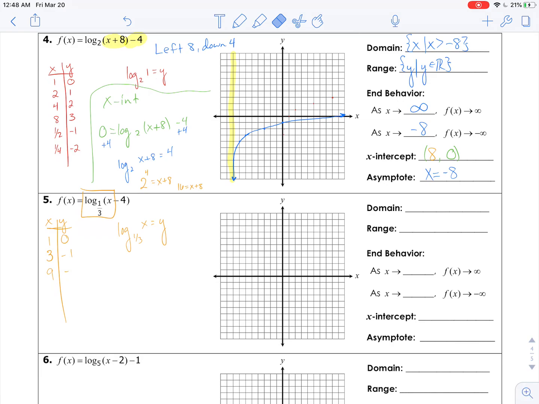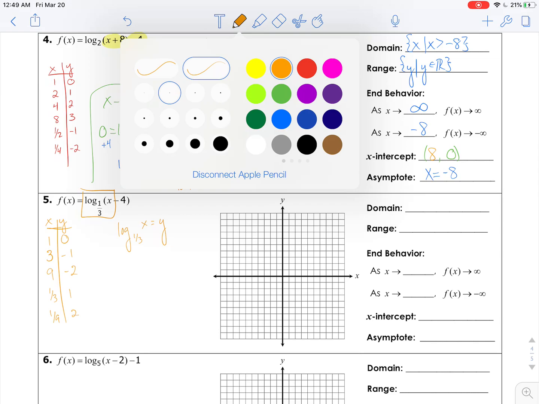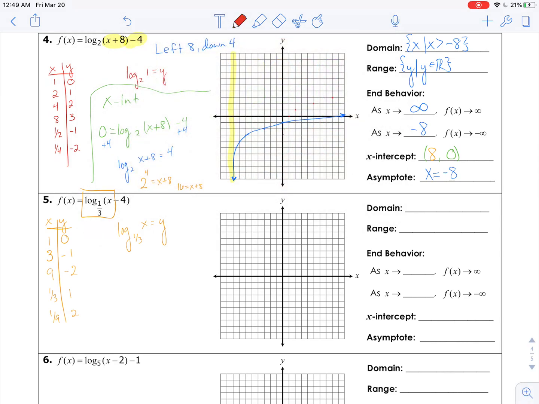So we can do the same thing here. 9/1. We flip that fraction, so it must be negative. And 3 to what power is 9? It's got to be 2. And then, of course, we can do 1/3. 3 to the first power is 1/3. 3 to the second power is 1/9. So it's very, very helpful to know your powers of 3, powers of 2 and 4, all those sort of typical logs when we're graphing, those log bases.